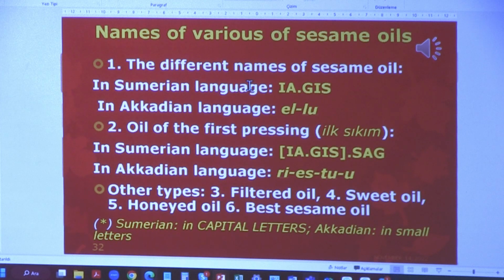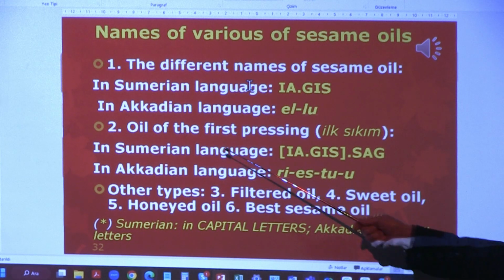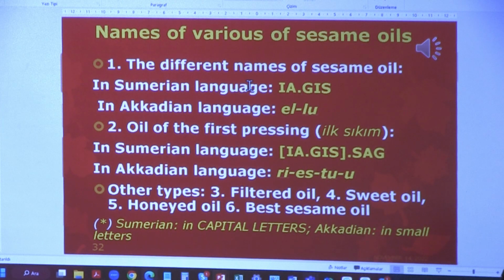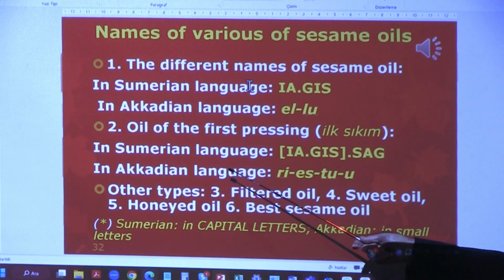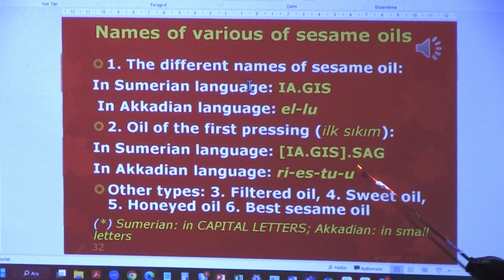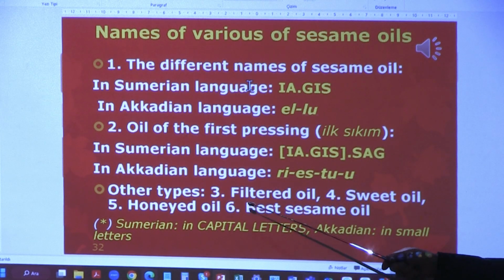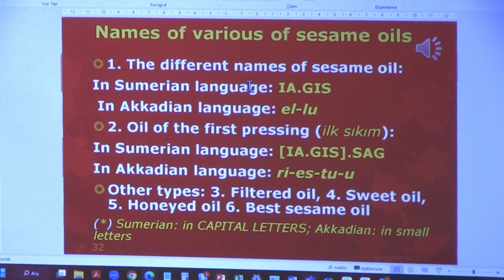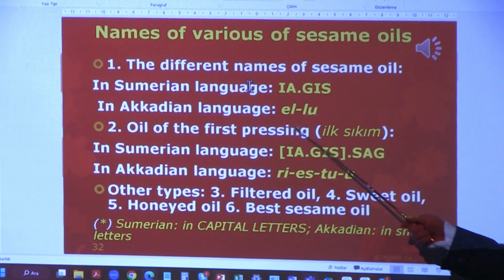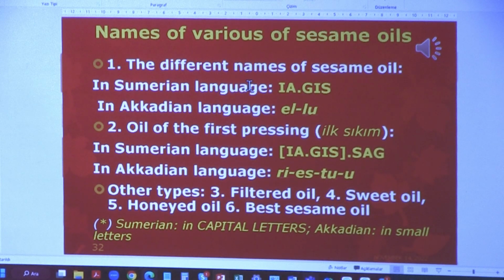Okay. Now, we see various names for sesame oil. In Sumerian language, it's called iagis. In Akkadian language, it is called ellu. The oil of the first pressing, just like the quality of olive oil that we use today. So oil of the first pressing, I'll talk about what it is. And in Sumerian language, it is iagis sak. In Akkadian, ri-es-tu-u. And there are other types of oil. There's filtered oil, sweet oil, honeyed oil, best sesame oil. So as I wrote here, the capital letters are Sumerian. The small letters are Akkadian.